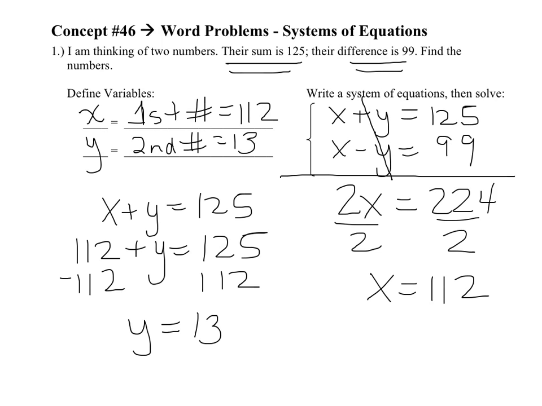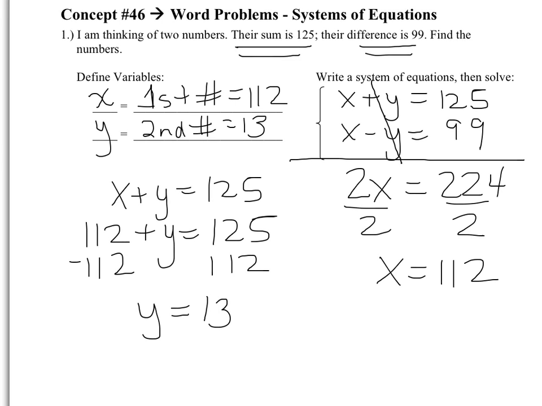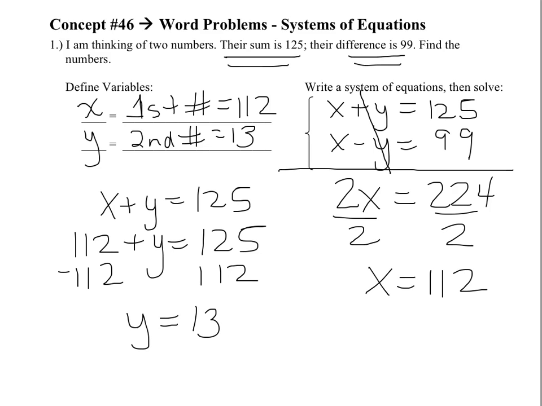So now, real quick check. Go ahead and add these two numbers together, and if they equal 125, we're good. So these two numbers added together should equal 125. If you subtract them, do they equal 99? And they sure do.